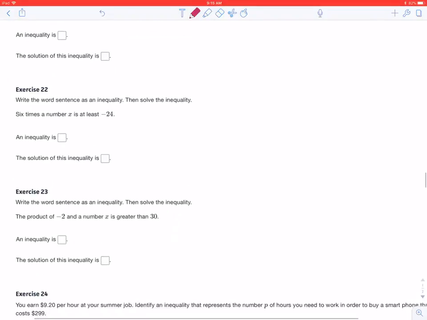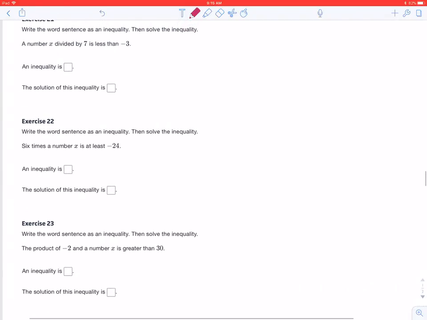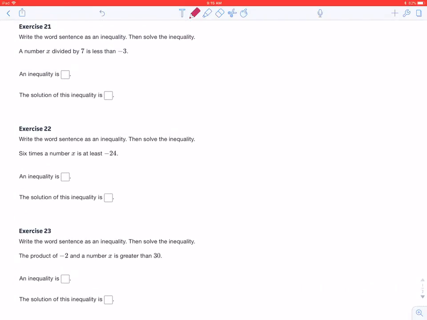Exercises 21, 22, and 23 all involve the same kind of technique where you're going to be taking the numbers and writing an inequality. Taking this word sentence, you're going to turn it into an inequality, then you're going to solve the inequality. So aside from just making sure that you're properly reasoning through the symbols, I don't really have much advice for you on this one.